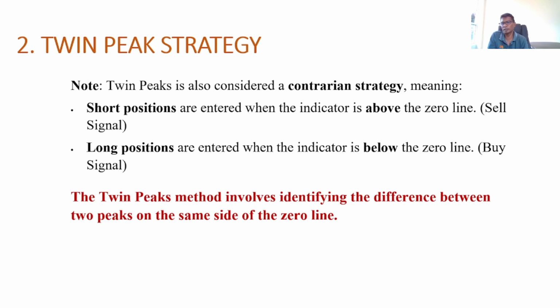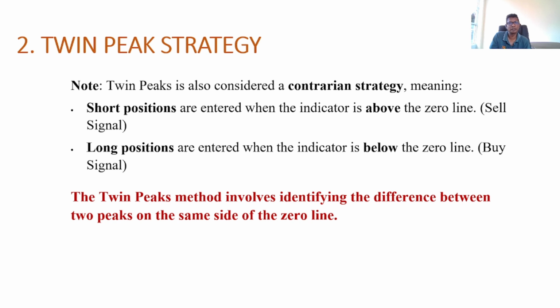Now I am taking the second strategy of the Awesome Oscillator. This strategy is a little complicated. This strategy is the twin peak strategy. The twin peak is also considered a contrarian strategy, meaning short positions are entered when the indicator is above the zero line, sell signals, and long positions are entered when the indicator is below the zero line, buying signals.